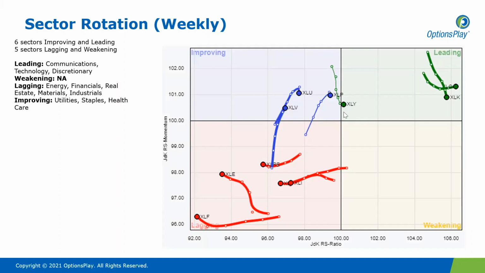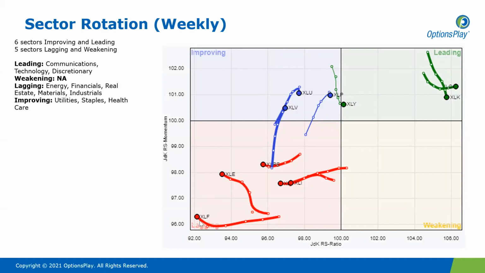As a rule of thumb, if a sector is very close to the middle of the chart, it doesn't really indicate too much. Whereas you really want to focus on the sectors that are further away from the middle of this chart. So technology and communications providing leadership, technology losing out on some momentum, communications finding some momentum. In the weakening category, we don't have anything.